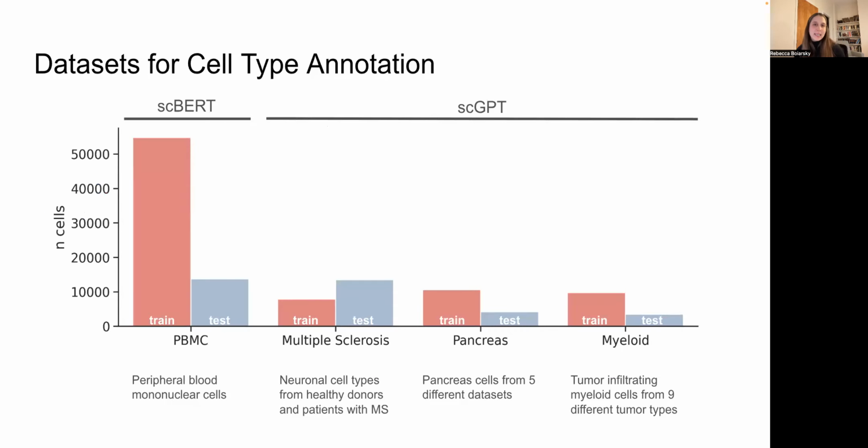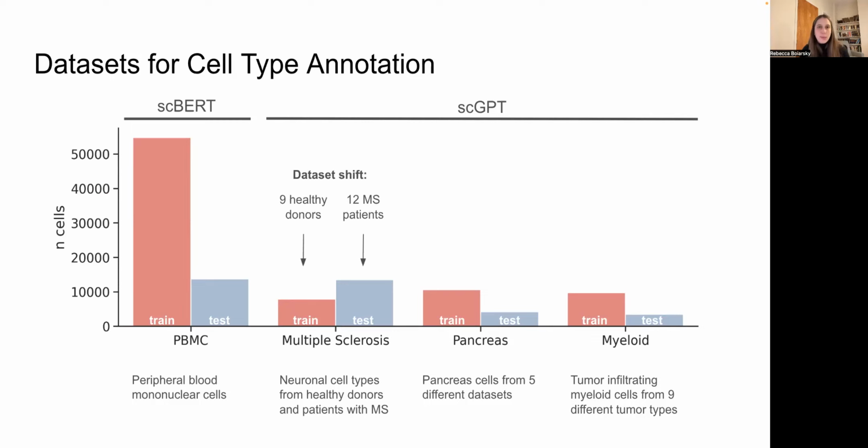There are 4 main datasets used for the task of cell type annotation in the SCBERT and SCGPT papers. SCBERT reported results for a 68,000 cell PBMC dataset, blood cells. SCGPT reported results on 3 different datasets: multiple sclerosis, which contains neuronal cell types from healthy donors and patients with MS, a human pancreas dataset, and a dataset of tumor-infiltrating myeloid cells from 9 different tumors. The size of the train and test sets for each dataset are shown here on the plot.